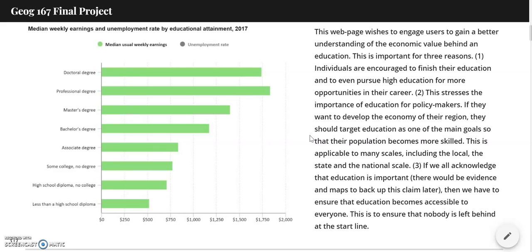With this webpage, I hope to reach three incentives. Firstly, I wish individuals who browse this webpage to finish. I encourage them to finish their high school education and even pursue higher education if they want. Secondly, to policymakers, they should really focus on education if they really want to develop a region's economy. And thirdly, if we all acknowledge that education is important, then we have to ensure that education is accessible to everyone equally.